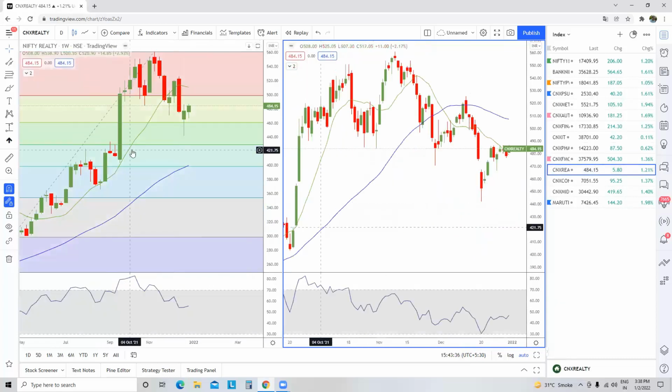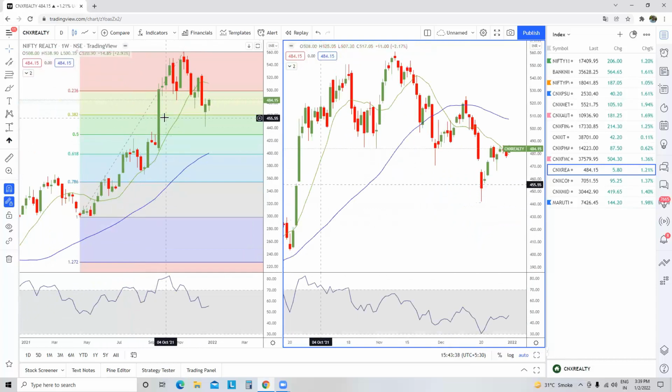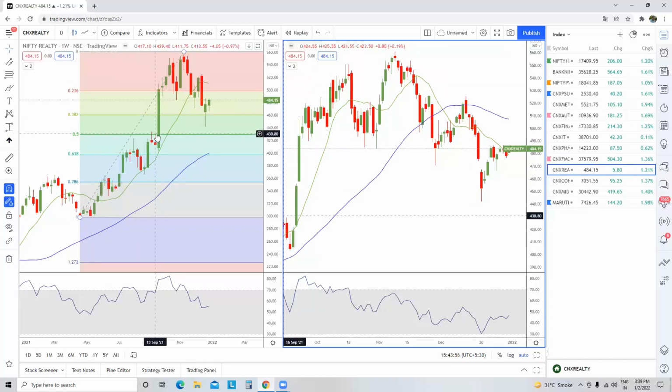Realty sector. Realty sector has been able to bounce from a support level, which is not even a support band, it is just a support level, and it has been able to bounce back from a 38.20% Fibonacci retracement. If you saw all the other sectors except IT and metal, most of the sectors were able to bounce from 50% or 61.8% retracements, and some even from 78.6.